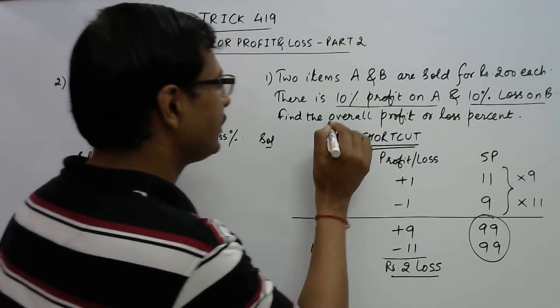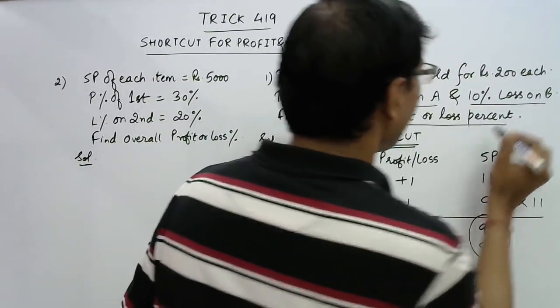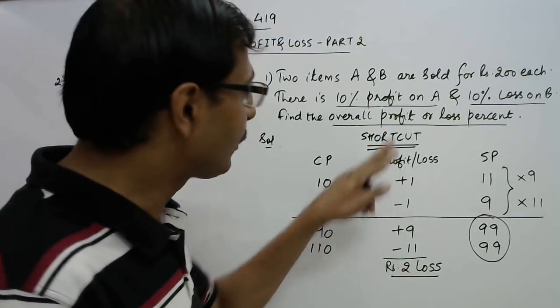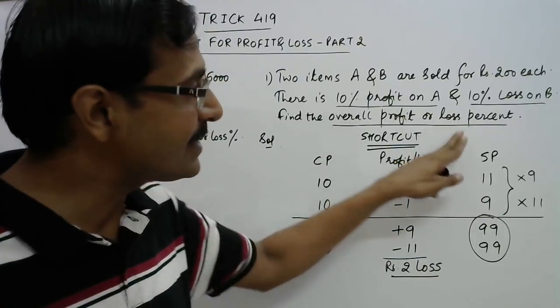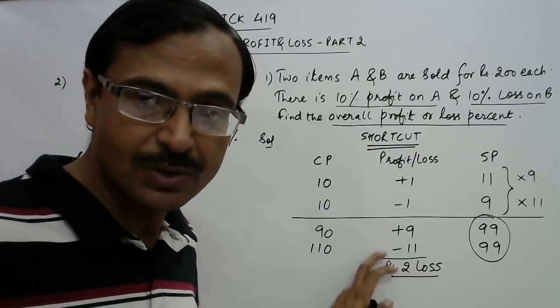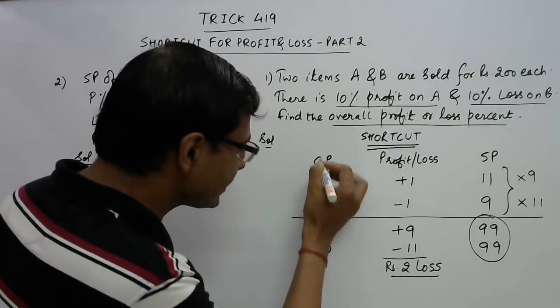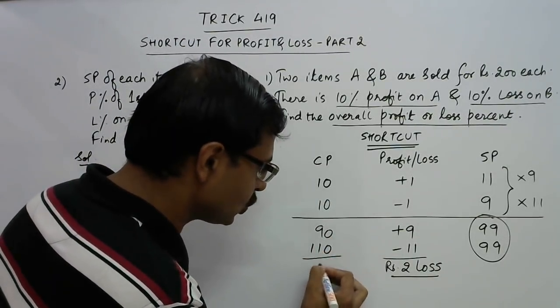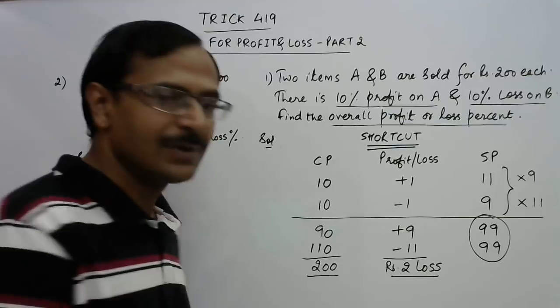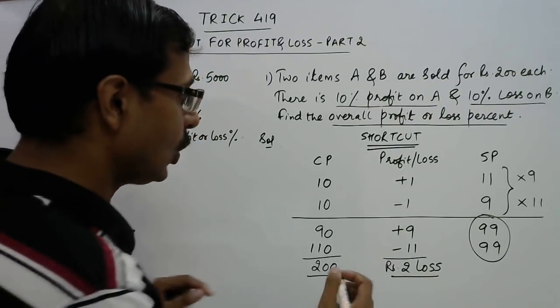This is what we need to find out, overall profit or loss percent. So now profit percent is gone. Overall there is loss percent because the combination of these two gives you a negative quantity. And what is the total cost price? It is 200. So we can calculate the loss percent now.